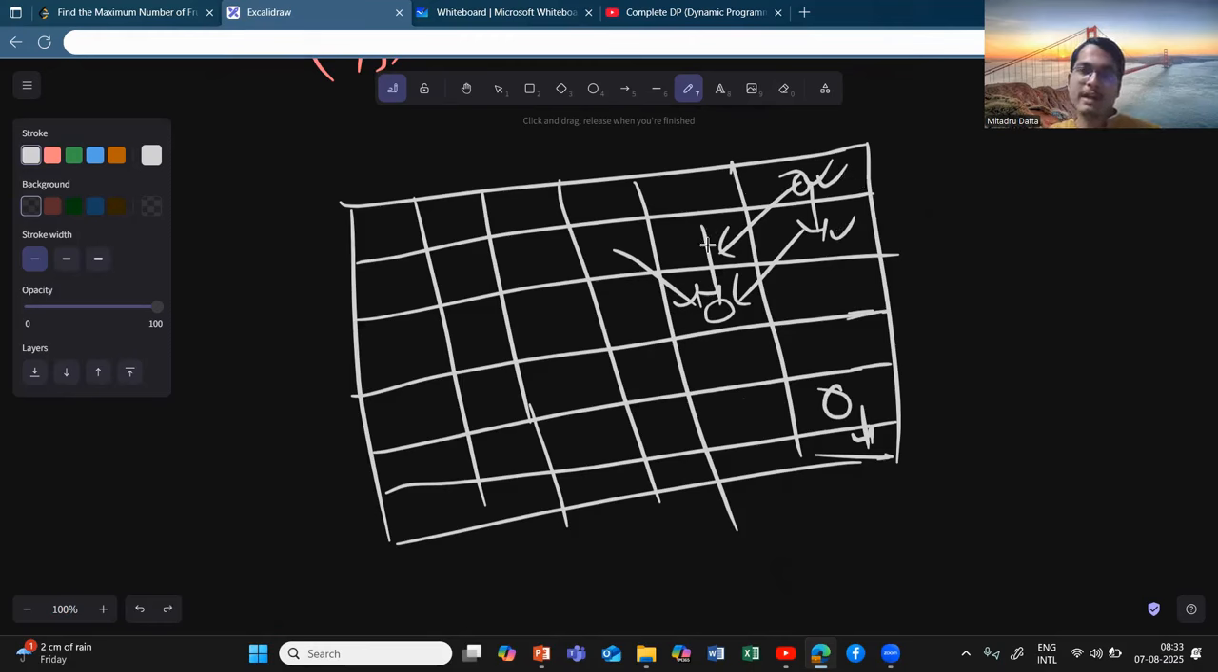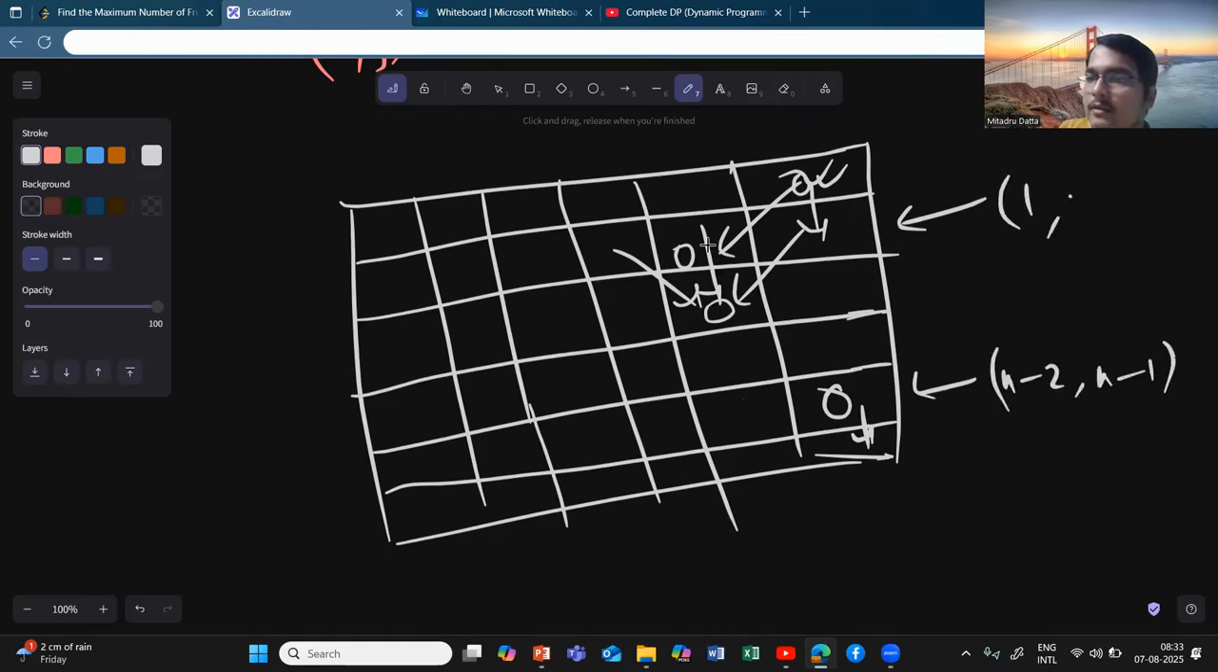So what can you do? When you are in this grid, you cannot tell me that I come from here, here, or here, because the initial starting point is only this. So what you do is you calculate till this, from n minus 2, n minus 1. You calculate I, n minus 1, and when you are in the I, n minus 1, you are already taking care of what is there in I minus 1, n minus 1.